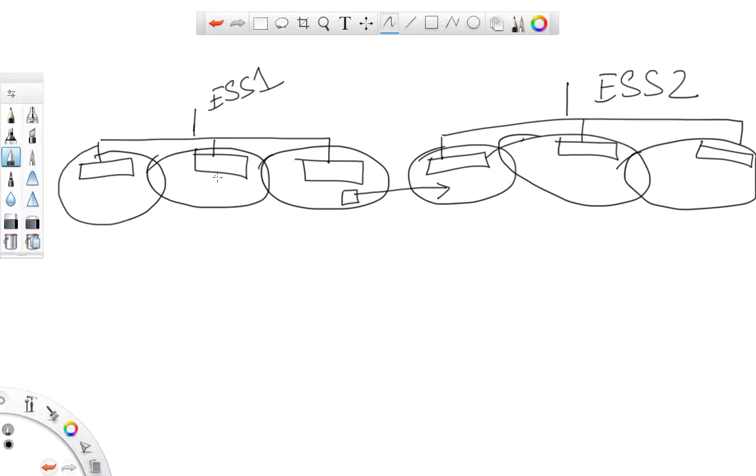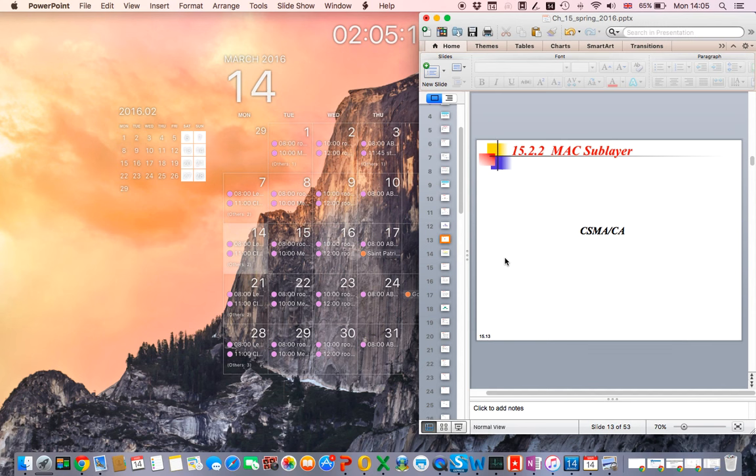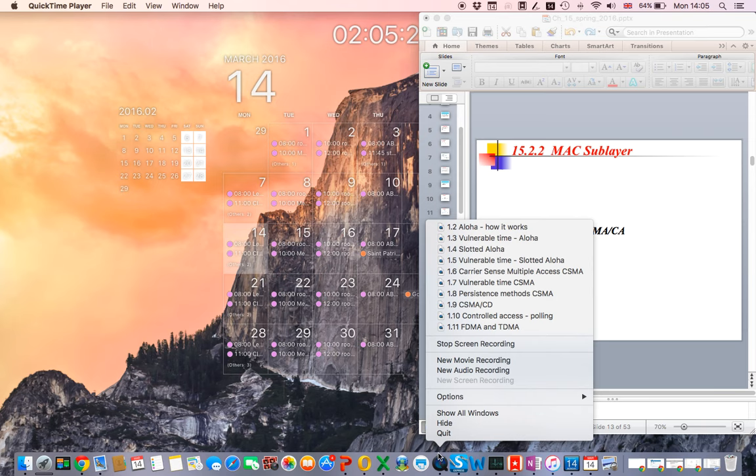So these are the different types of mobility. No transition mobility, where the device is limited to the BSS and doesn't move outside the BSS. BSS transition mobility, where the device can move from one BSS to another BSS. And ESS transition mobility, where the device is moving from one extended service set to a different extended service set. So this was the introduction to 802.11 wireless LAN. In the next group of slides, we will look at the functioning of CSMA/CA.